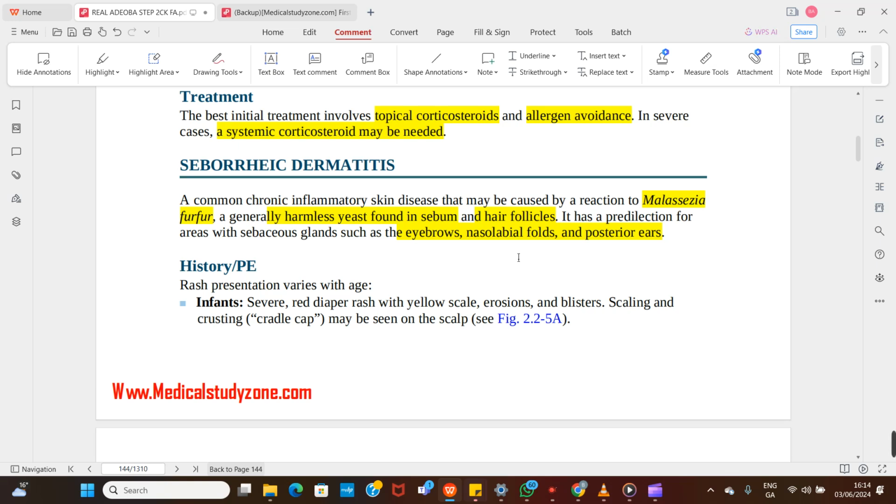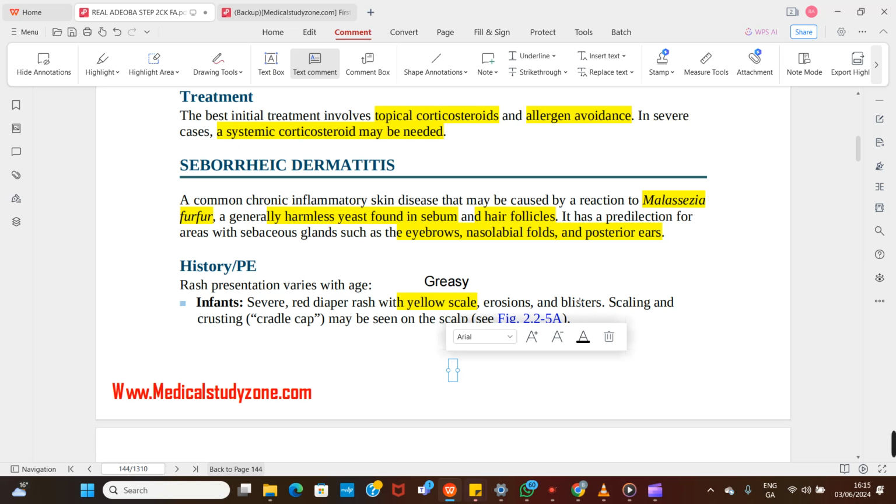So they have a severe reddish erythematous diaper rash with erosions and blisters, but they are covered by yellow scale. In fact, if that's the only thing you can remember, it will help you, trust me. Yellow, greasy scale. So the grease has to be there too. Yellow, greasy scale in the eroded areas and the blistered areas of the diaper.